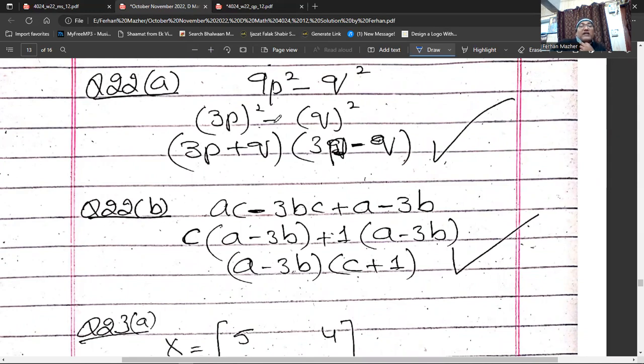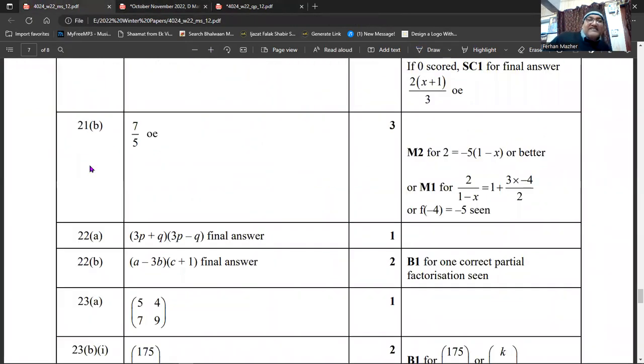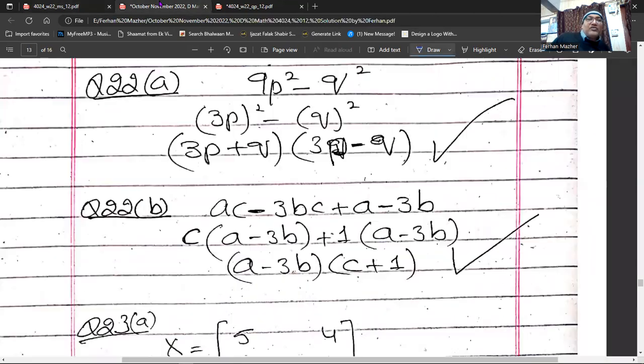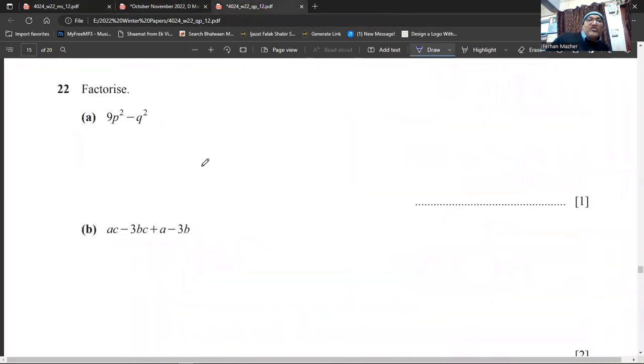So two perfect squares with a negative between them: the difference of two perfect squares, that is a square minus b square is equal to a plus b into a minus b. So it will be 3p plus q in one bracket, and in the other bracket you will have 3p minus q. So let's check: 3p plus q, and 3p minus q. So the answer is right. The solution is showing up.